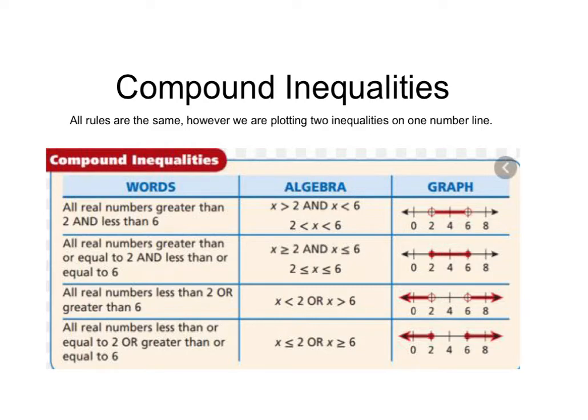All real numbers greater than 2 and less than 6 could be written separately as seen in the first line. However, we can write them in one sentence. So we can say 2 is less than x less than 6. And usually with an and, our graph is going to be with something in between. So it's like setting boundaries, and our x, our unknown, is in between the two numbers.